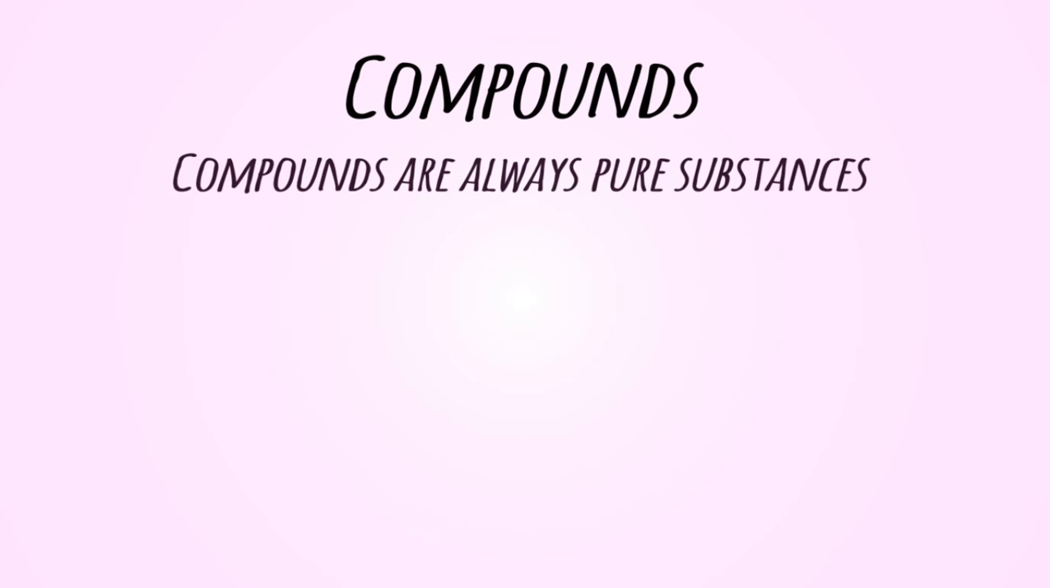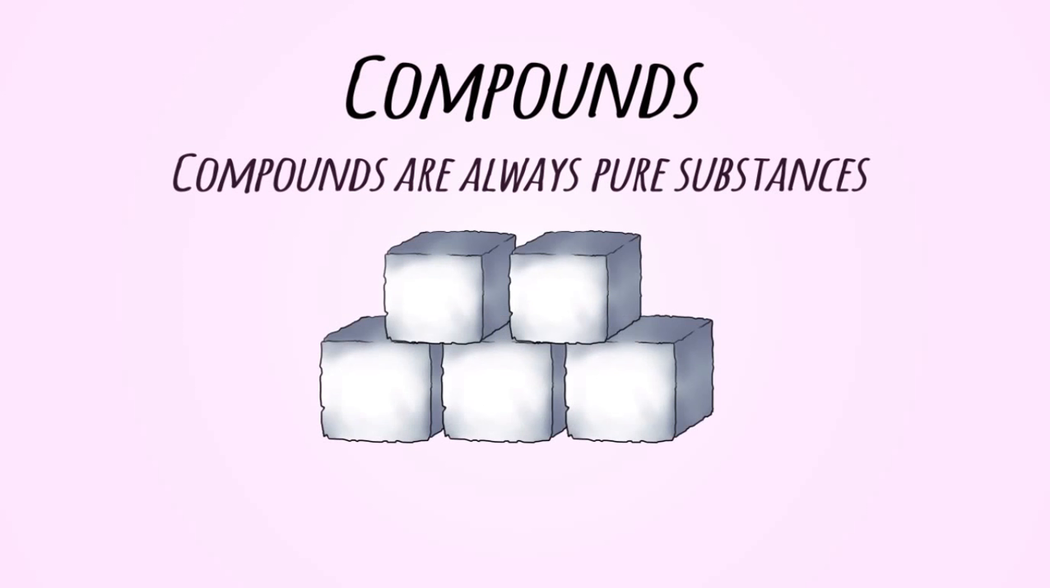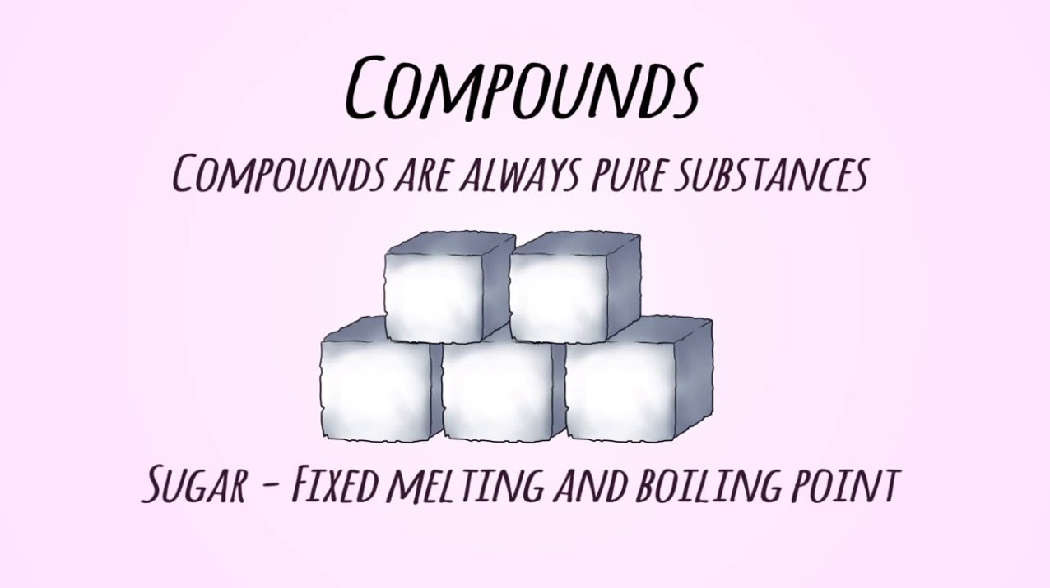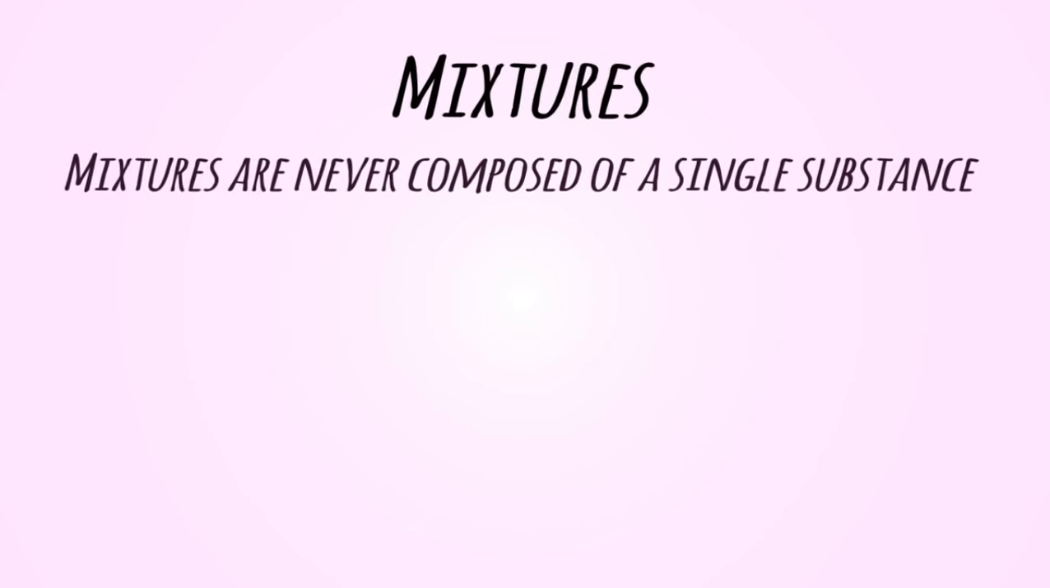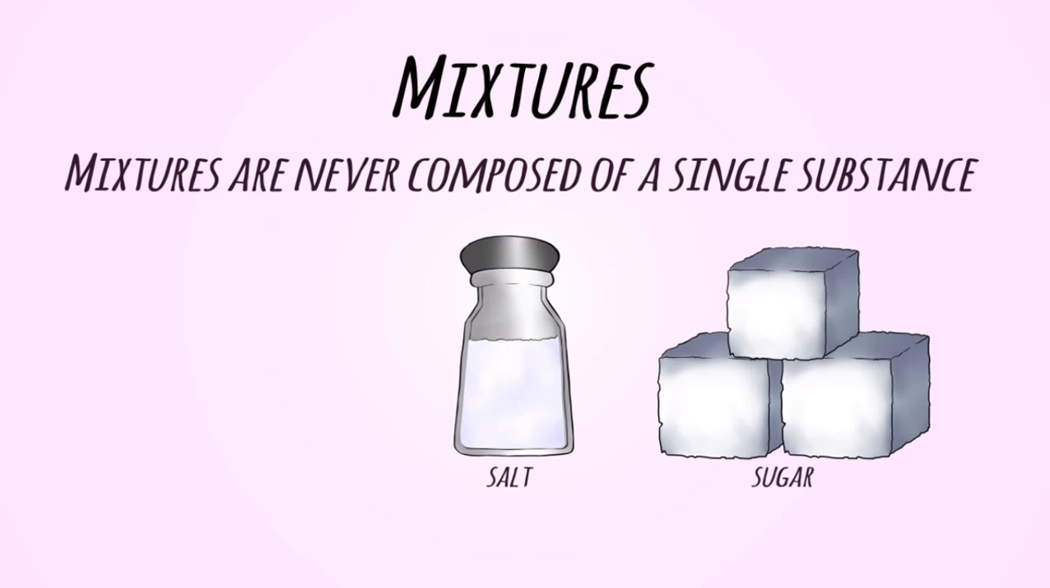We will look at compounds first. Compounds are always pure substances with a fixed melting and boiling point. For example, sugar, which is a compound, will have a fixed melting and boiling point as it is a pure substance. Mixtures are never composed of a single substance.